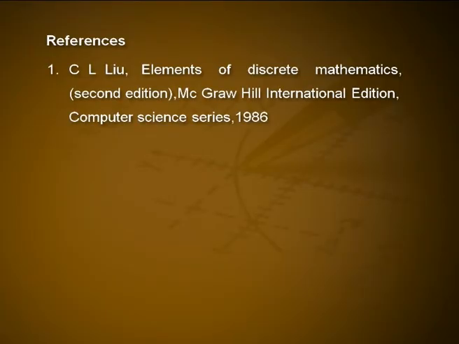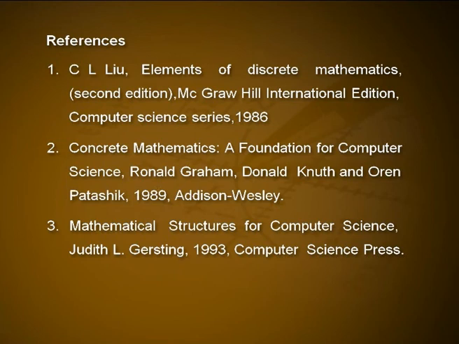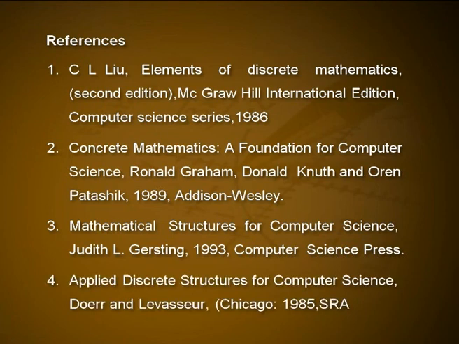Now, I can suggest some books for further reading. First one, Elements of Discrete Mathematics, 2nd edition by C. L. Liu, McGraw-Hill International Edition, Computer Science Series, 1986. Second, Concrete Mathematics: A Foundation for Computer Science by Ronald Graham, D. Knuth and O. Patashnik, 1989. Third one, Mathematical Structures for Computer Science, Judith L. Gersting, 1993, Computer Science Press. Fourth one, Applied Discrete Structures for Computer Science by Doerr and Levasseur, 1985.